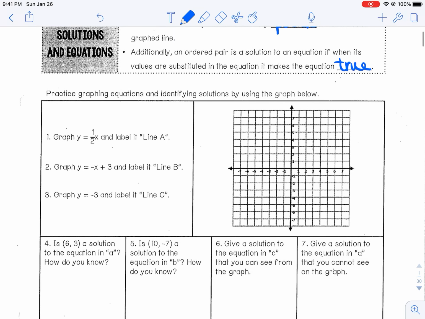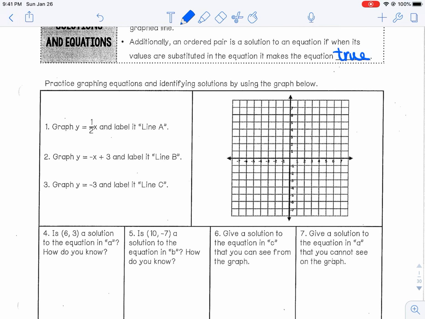Okay, so again, let's remember what it looks like if we have y equals mx plus b. In this first equation, you have the m, which is multiplying times x, but we don't have a b. So when we don't have a b, we know that the b is equal to 0. So our slope is 1 over 2, and b is equal to 0.